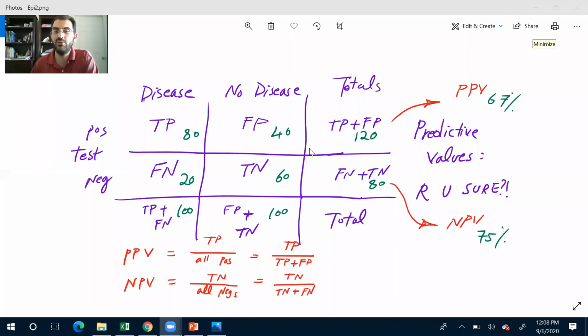Do you know what the hell predictive value is? Positive predictive value and negative predictive value. Imagine that you're sitting in your office instead of sitting in front of your computers and doing the course today. You are sitting in your office and you want to give some news to your patients.